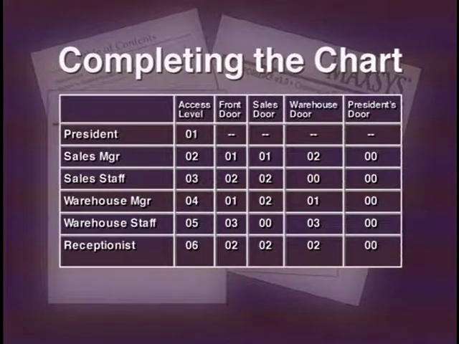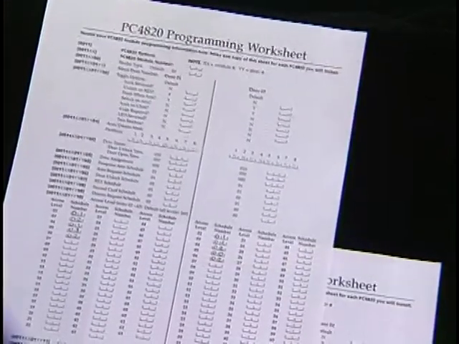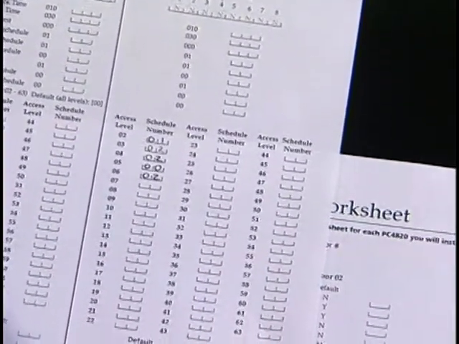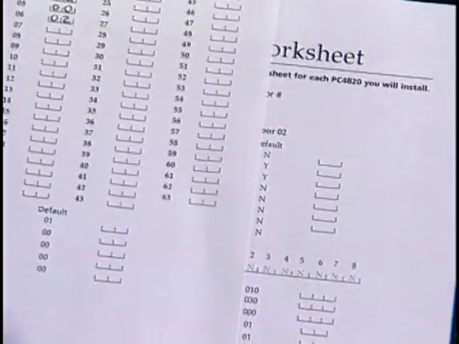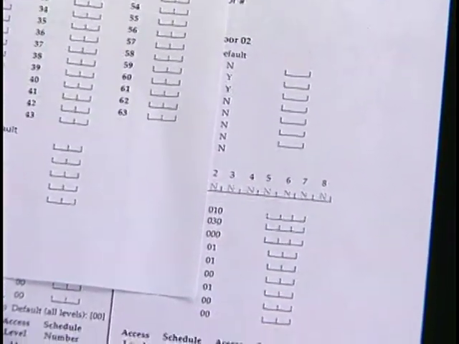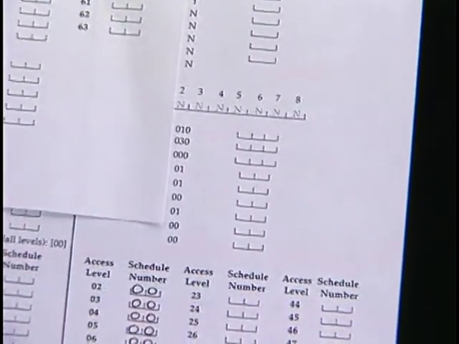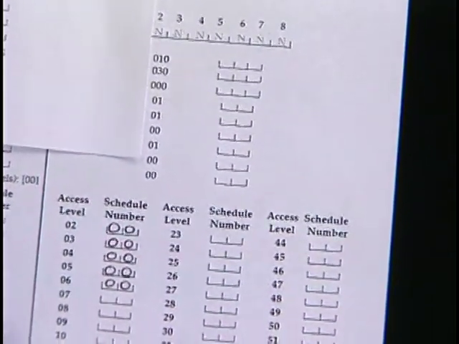The receptionist will have access to the front door, sales door, and warehouse door as indicated in Date Schedule 2. Write 02 in the chart for the 3 doors and write 00 for the president's door. Once the chart is completed, transfer the information to the PC 4820 programming worksheets. Programming access levels for the readers starts with access level 2 because, again, access level 1 people always have access to all doors.